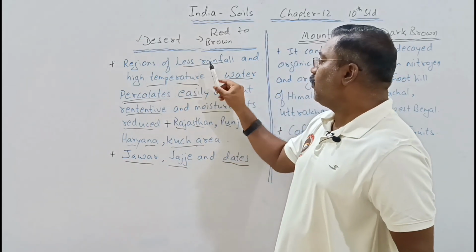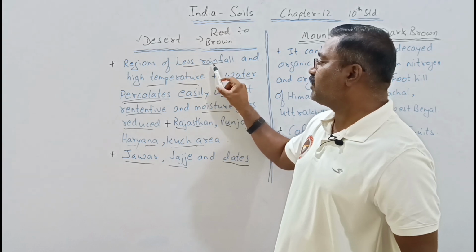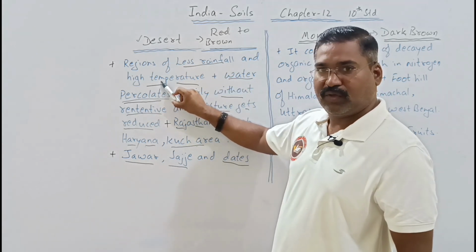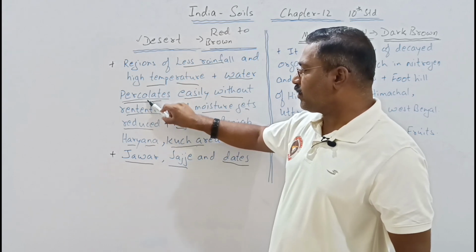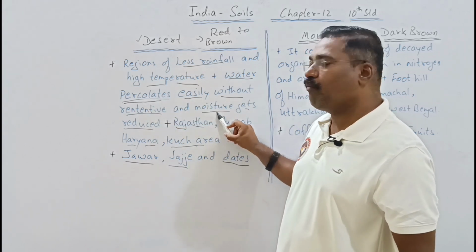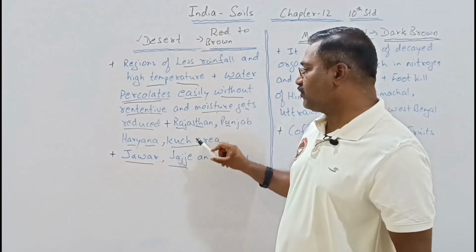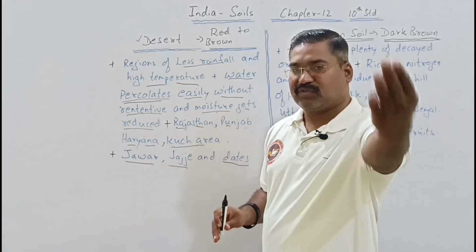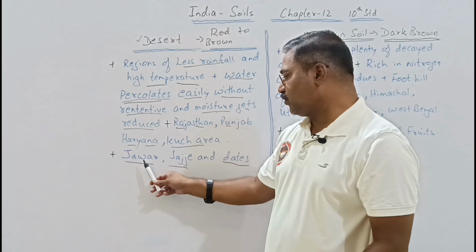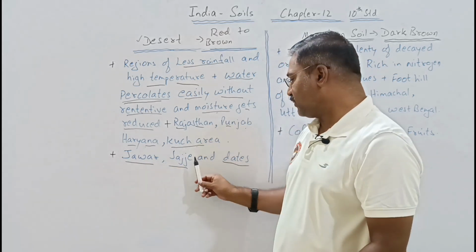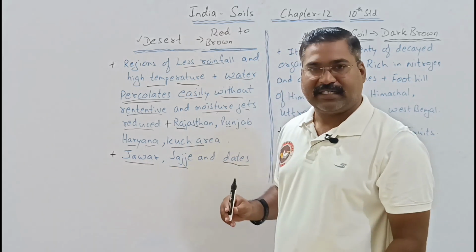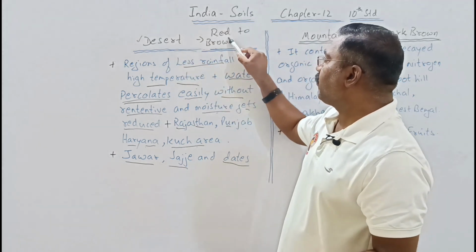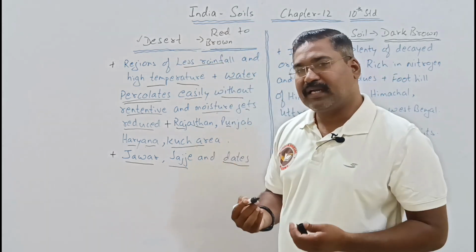So where do we get it? In the regions where the rainfall is very less and the temperature is high. Because water percolates, there will be no moisture within its body. Due to this reason, we can't grow different forms of crops. So only a few important ones, jowar, bajra as well as dates, we can produce in it. And what color does it look? It looks red to brown.